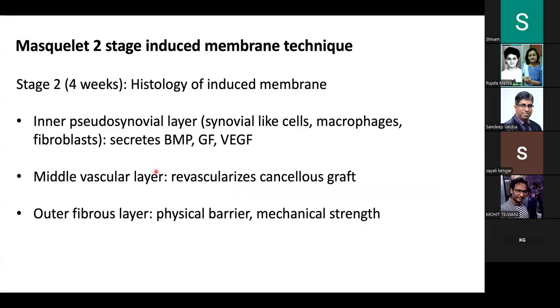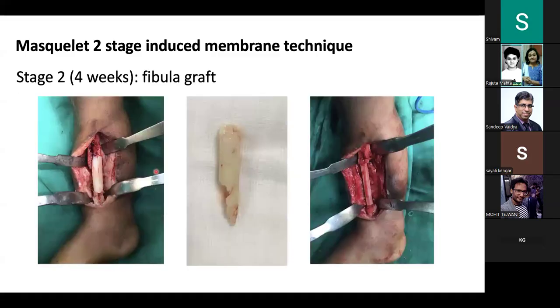The middle layer is a vascular layer which helps to revascularize the cancellous graft, which you are then going to place within that induced membrane tube. And the outer fibrous layer provides a physical barrier and mechanical strength. So this is the second stage surgery. You can see the cement spacer over there, and on each side, that is the induced membrane.